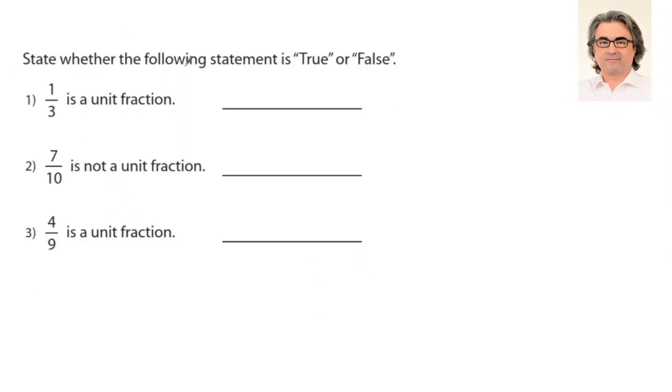State whether the following statement is true or false. 1 over 3 is a unit fraction. Yes, it's true. 7 over 10 is not a unit fraction. Yes, true. 4 over 9 is a unit fraction. No, it's wrong. 1 over 9 is a unit fraction. It's false.